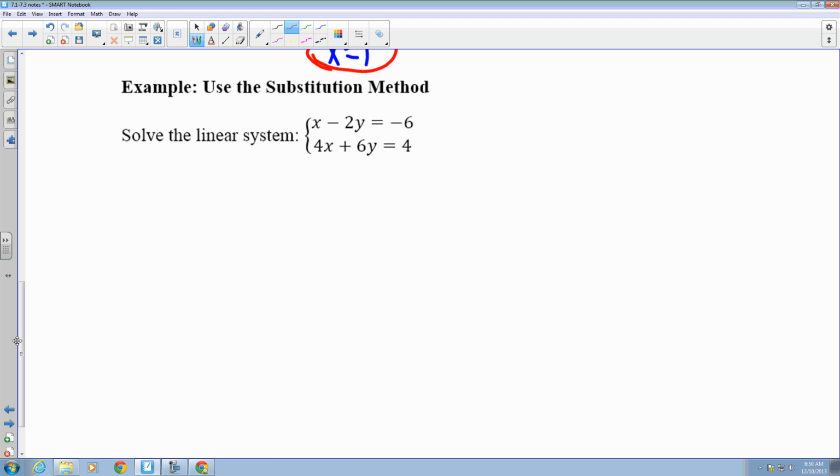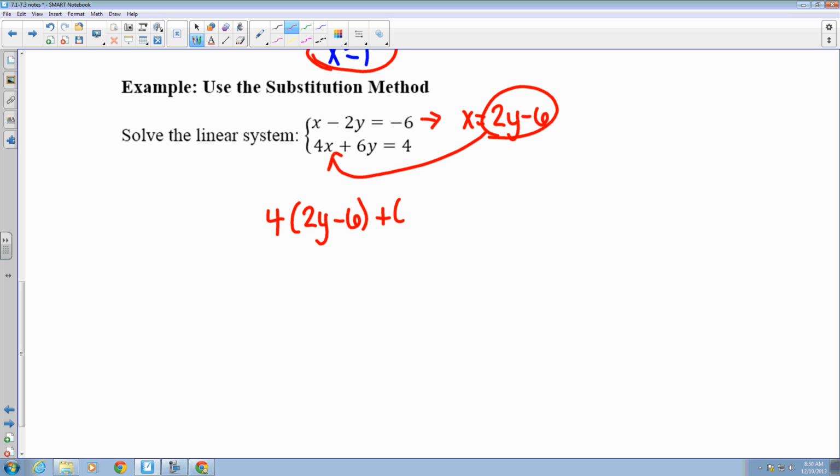Okay, so we need to solve one of these two equations for one of the variables. It looks like the top equation is going to be the easiest to solve for x, so that's what we're going to do. x equals 2y minus 6, and then you're going to take that and plug it into the x spot of the other equation. 4 times 2y minus 6 plus 6y equals 4. Need to distribute. 8y minus 24 plus 6y equals 4.